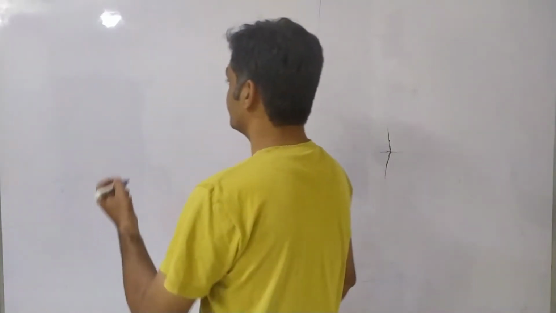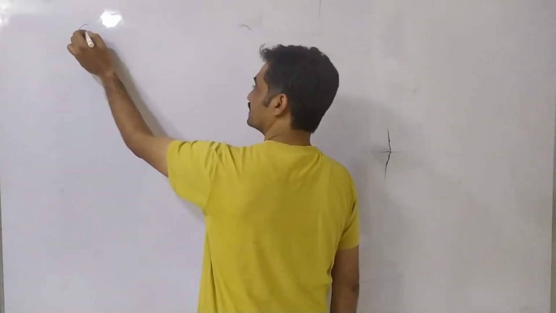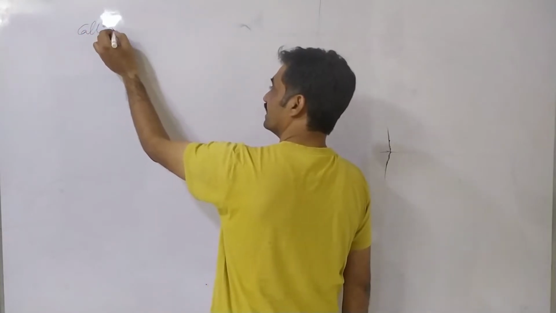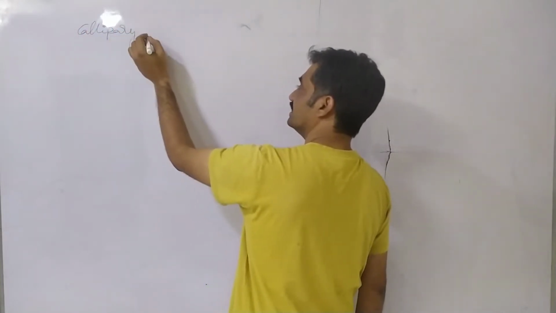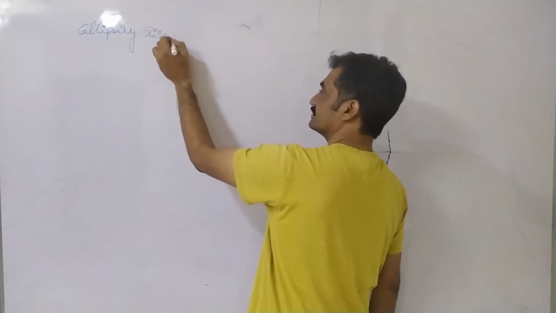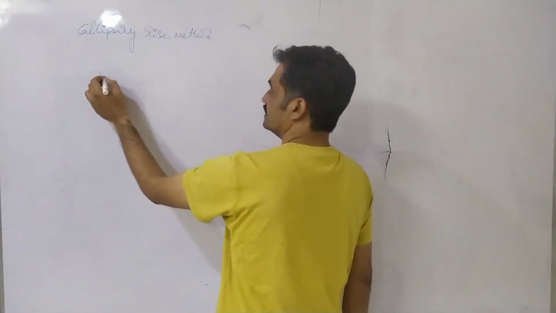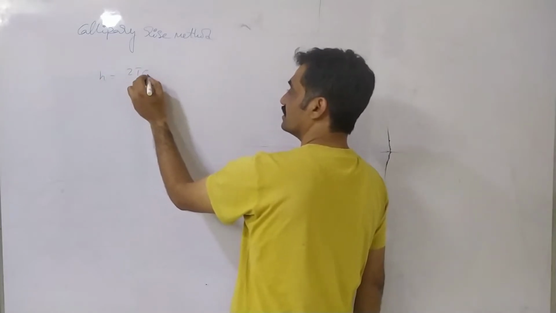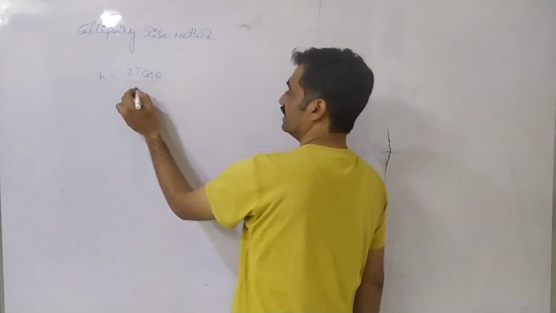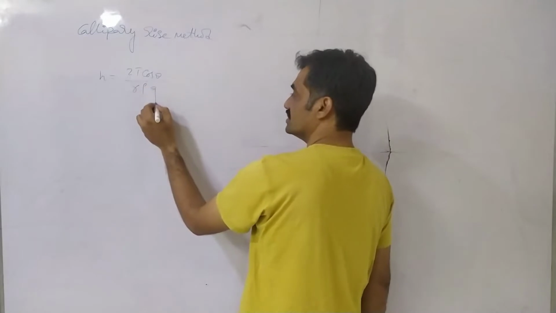Today we are going to discuss the capillary rise method, and we are going to derive the expression for capillary rise, which is represented as h equals 2T cos theta by r rho g.